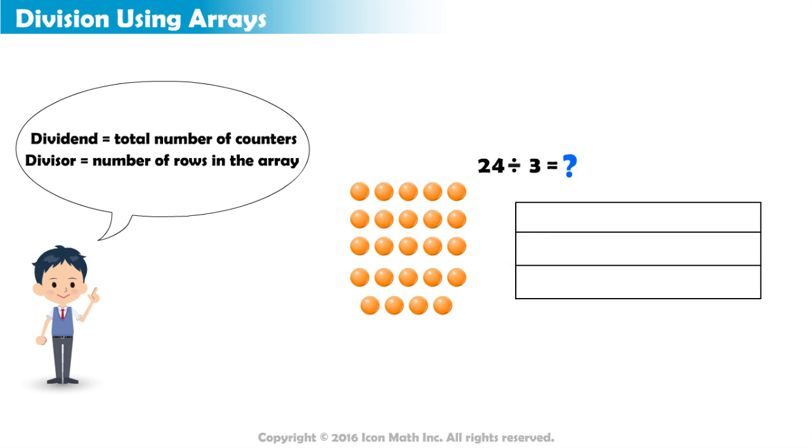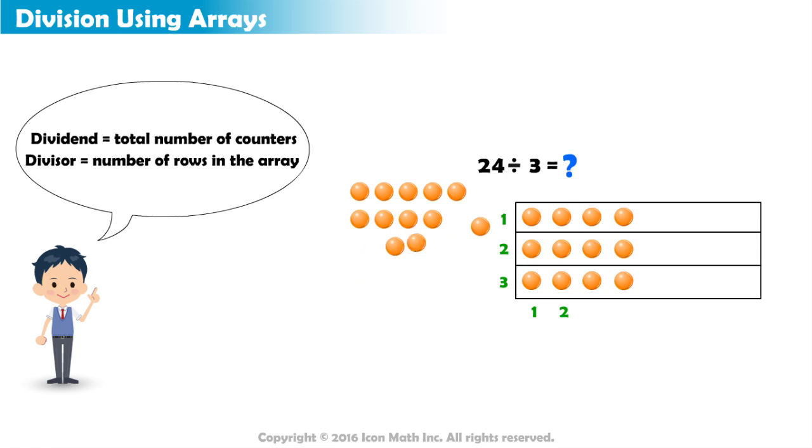So we create the first column. This array now has 3 rows of 1 counter each. Now we add another column. So we have 3 rows of 2 counters each. Keep adding columns until we represent all 24 counters.